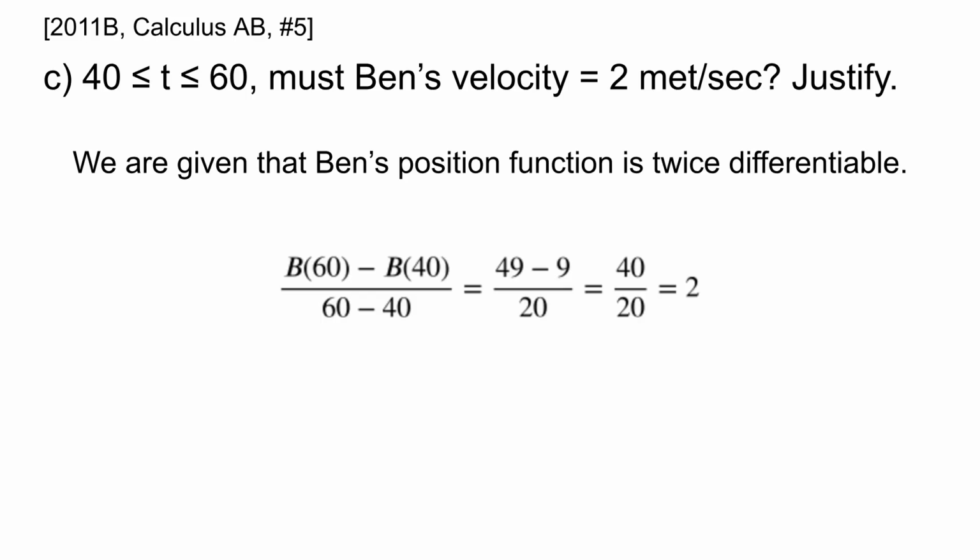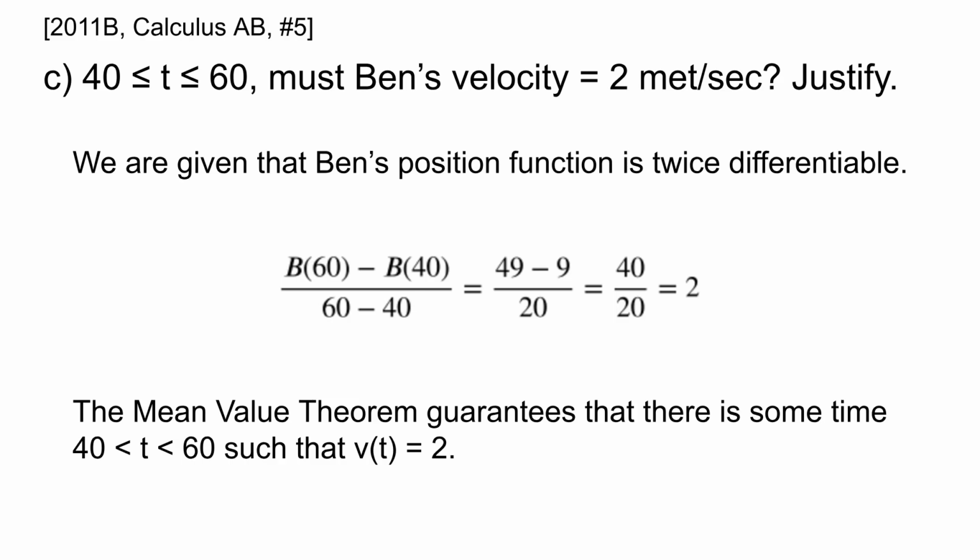So we compute b of 60 minus b of 40 over 60 minus 40, which is 49 minus 9 all over 20, or 40 over 20, which reduces to 2. Using this result, the mean value theorem guarantees that yes, there is some time t between 40 and 60, such that v of t is exactly equal to 2.